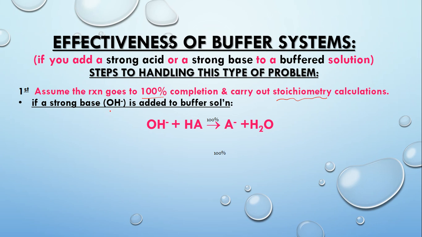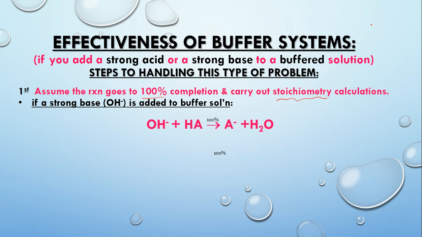So if you're adding a strong base, remember strong bases dissociate 100%. And so the concentration of the hydroxide ion from that strong base is going to be equal to the original concentration of the strong base. So you're going to take the hydroxide ion from the strong base, and you're going to understand that it's going to get attacked by the buffer system by its opposite.